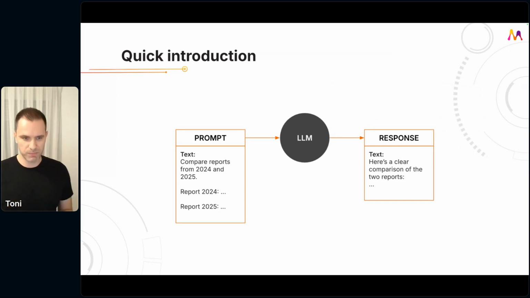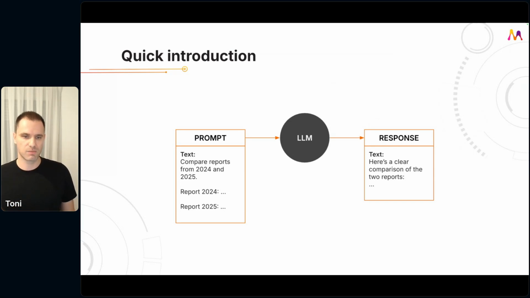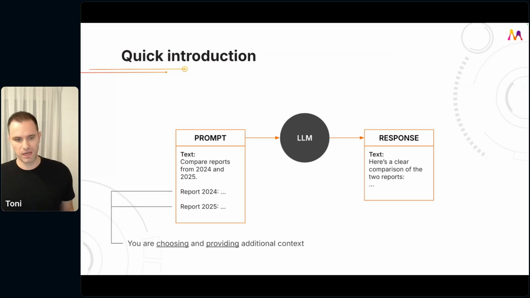For example, compare reports from 2024 and 2025, and then you would also copy the reports there, send it to the LLM, and then you get the response, like a clear comparison and everything that comes with it. And after a few months, before getting into what happened, you were the one choosing and providing that additional context. So if you want to compare reports, you need to get the content of those reports and add it to the prompt. Otherwise, the LLM has no idea how those reports look like.